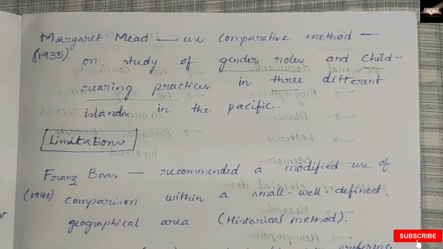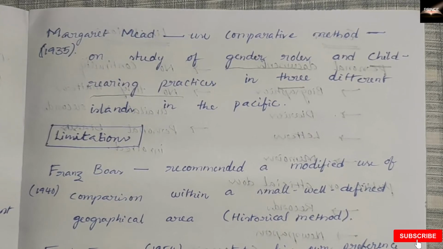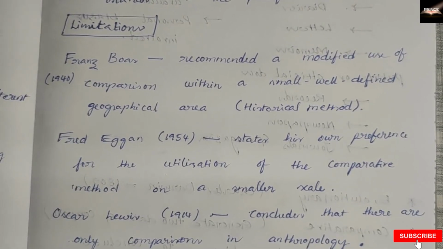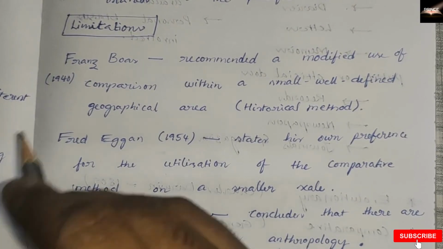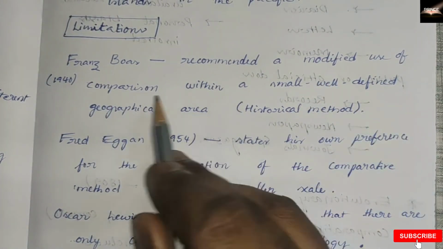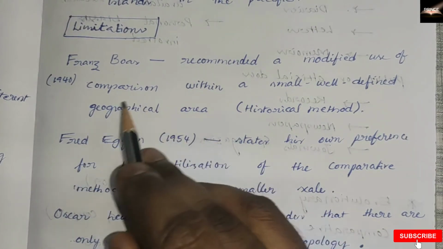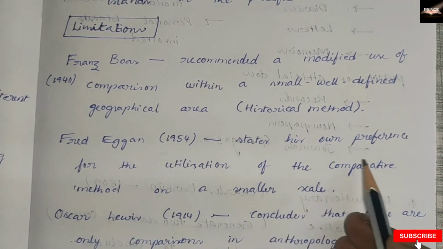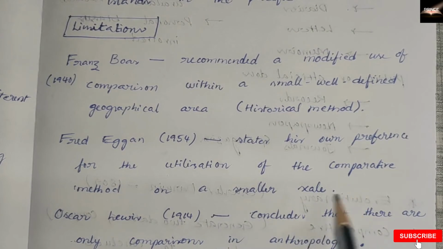Next, of course, we have limitations of the comparative method, because comparison is not possible in all situations. Franz Boas recommended a modified use of comparison within a small, well-defined geographical area. It extends to a small, well-defined geographical area. Not possible in every situation, not possible in every issue. Understand? Next, Fred Eggan, 1954, states his own preference for the utilization of the comparative method on a smaller scale. Comparison is possible only on a smaller scale, according to Fred Eggan.